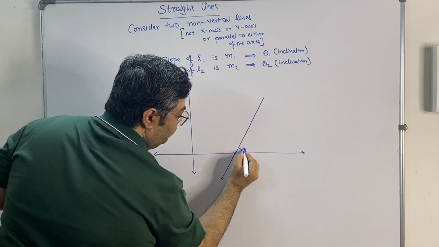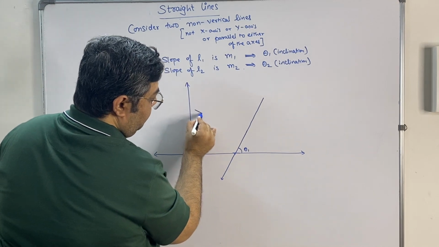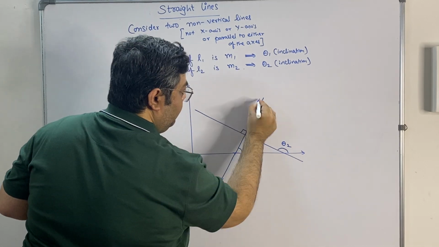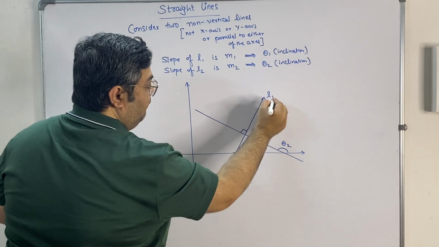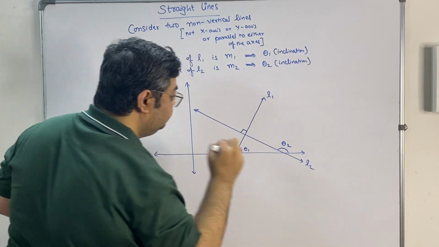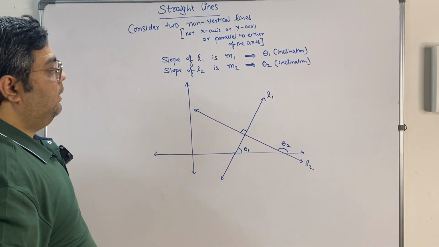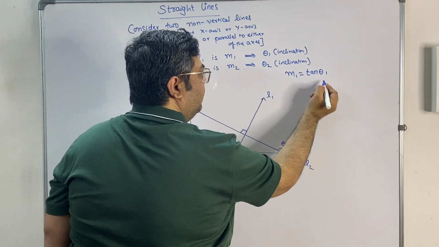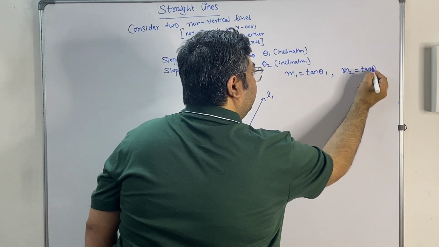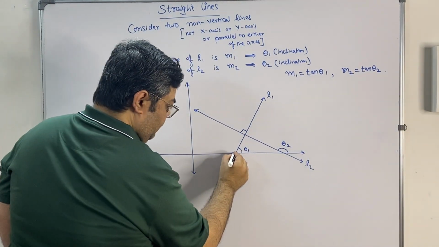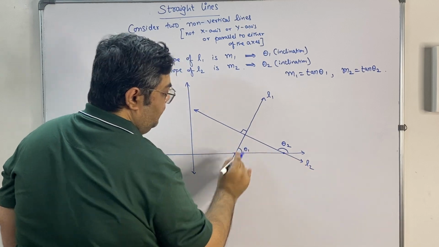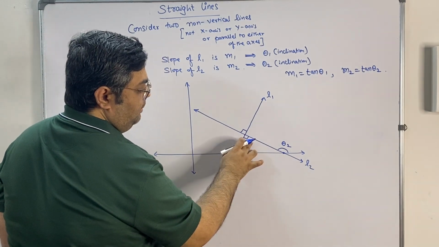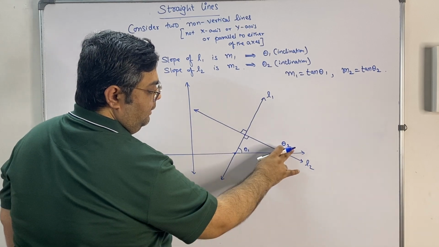So this is one line. I will draw another line. इसका inclination is θ2. L1, L2. ठीक है. Since M1 is the slope of L1, M1 becomes tan θ1, M2 becomes tan θ2. Now consider this situation. These two lines, है ना, these two lines they form vertically opposite angles. तो यहाँ पर आ गया एक 90 डिग्री. ये θ1 है, ये θ2 है.